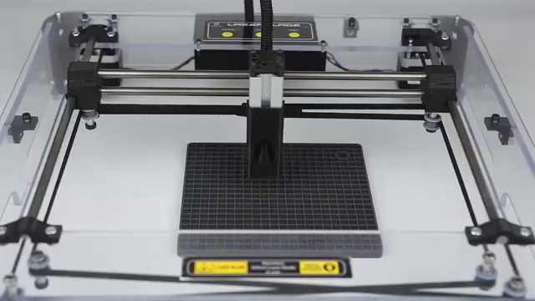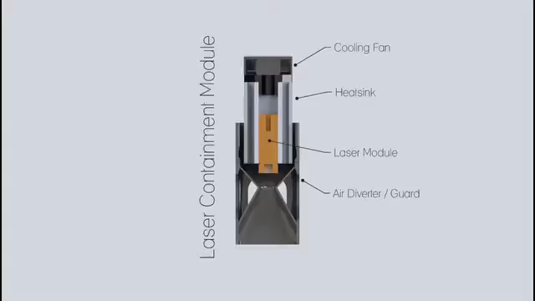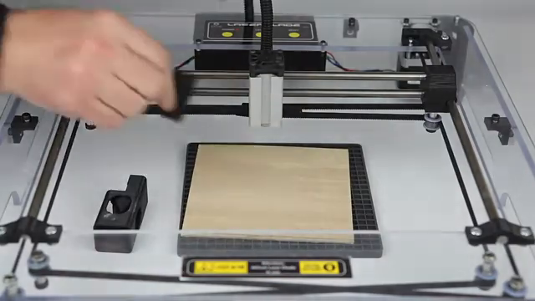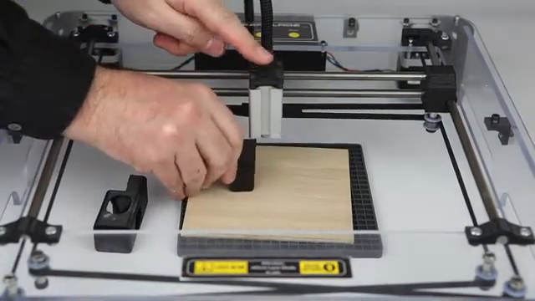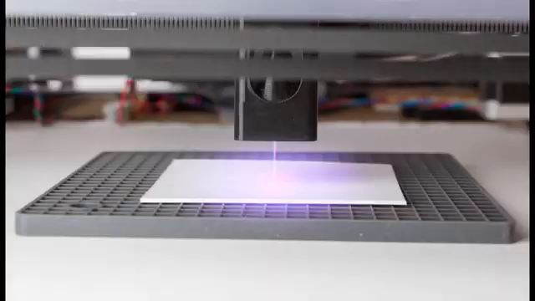To handle this increased power, we designed a unique laser unit. This cleverly directs airflow not only to cool the laser, but also divert fumes away from the lens and the cutting zone. It allows you to adjust for different material heights, and most importantly, helps protect your eyes from the laser.